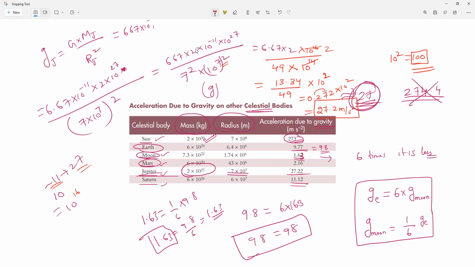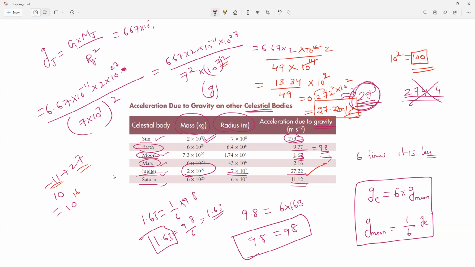Have you got the answer exactly, everybody? So 27.22 meter per second square. That is the acceleration due to gravity of Jupiter. You can find it for any kind of planet, any kind of object in this whole universe with the help of this formula. Either it is a galaxy or any other thing, whatever it is, if you want to find the g value, you can find it.